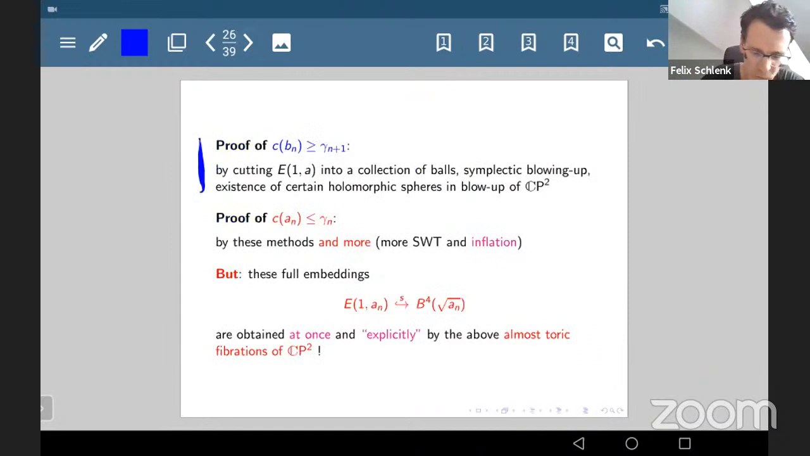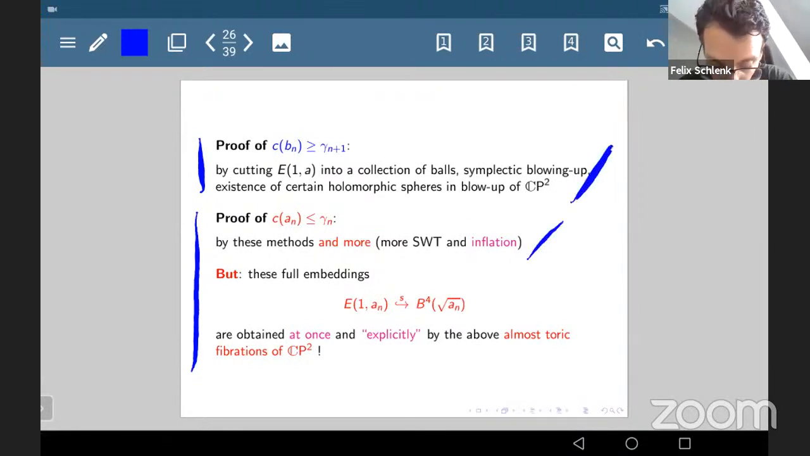This I don't want to do, but I want to stress, and I will probably start tomorrow, that you could do it without almost toric fibration. But in addition to all this blow up and symplectic business and J-curves, you use, among other things, existence theory for J-curves from Seiberg-Witten, plus symplectic inflation. That is a beautiful thing, but again, a symplectic construction that is pretty tricky. Once you learn it, okay.